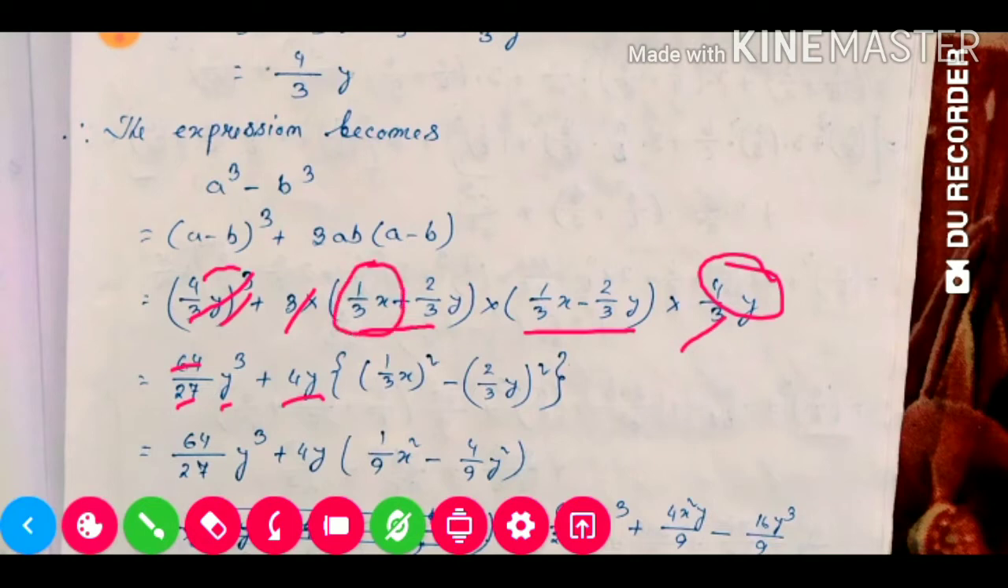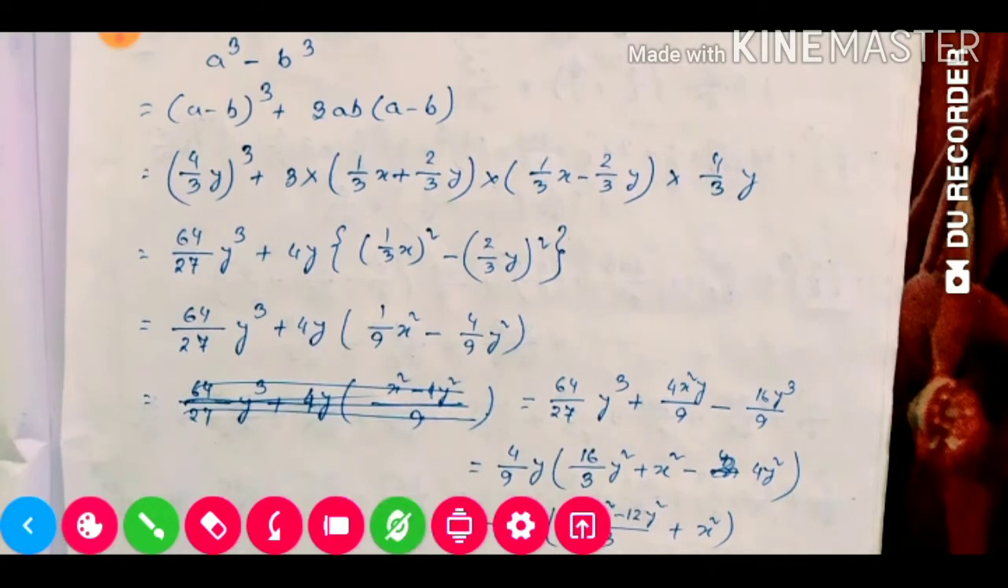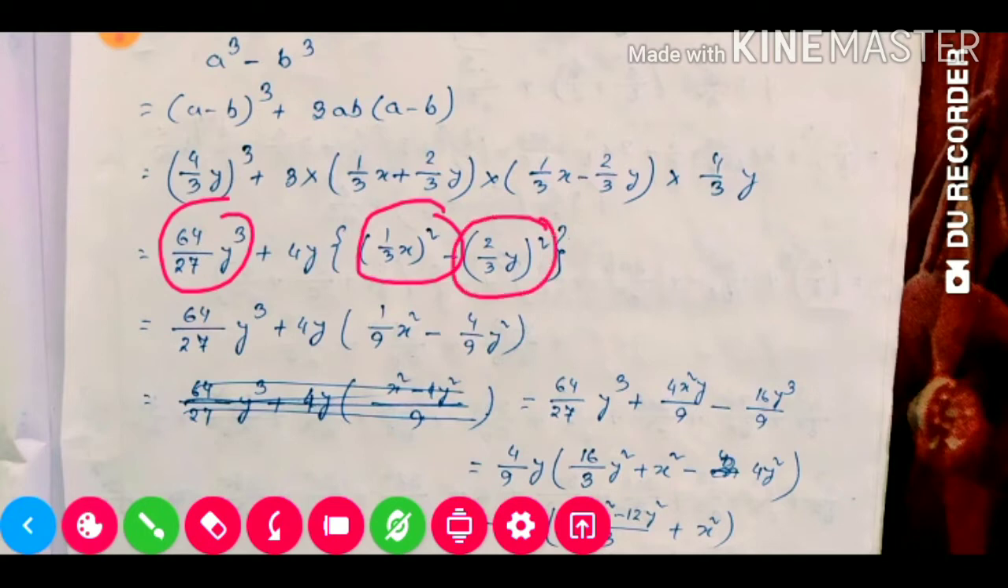So here A is equal to 1 by 3x and B is equal to 2 by 3y. So it will be whole square. Now next line, this one same to same will remain. And 4y into this one if we break, this one will be 1 into 1, 1, 3 2 times 9 and x 2 times will be x square. Similarly this portion also 2 times is 4, 9, 3 2 times is 3 into 3, 9. So 9y square.